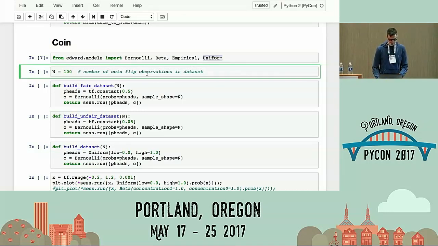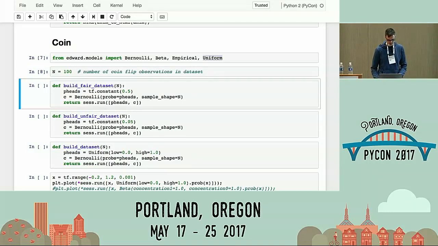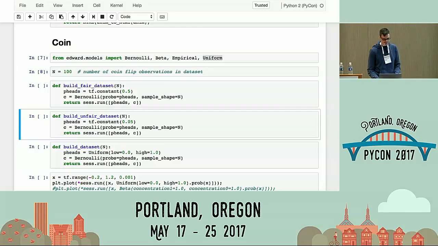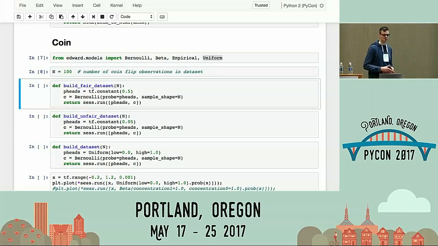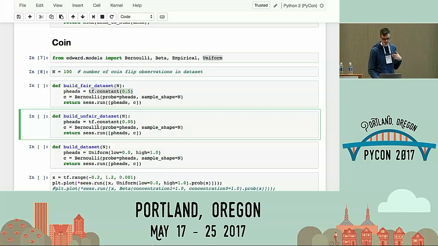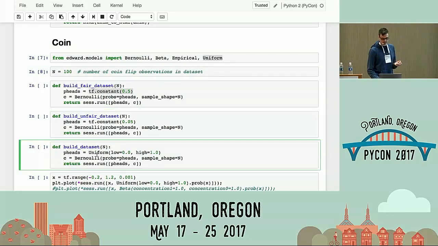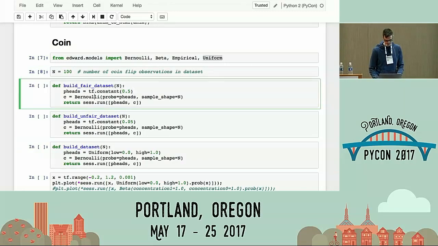Now I'm saying I want to have 100 coin tosses, and then I have 3 functions here, and therefore building 3 different data sets. In the first case, I'm saying that my fairness is 1/2. This is an exactly fair coin. And in the second one, I'm saying this is a very unfair coin. And the third one I'm saying is, hey, just give me a random fairness. And let's just define all the 3 of those.